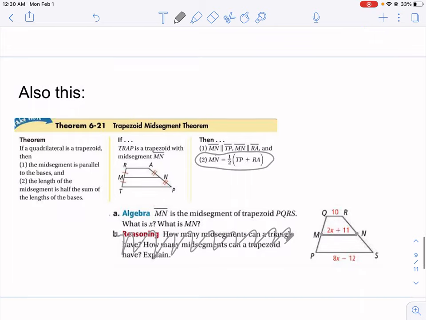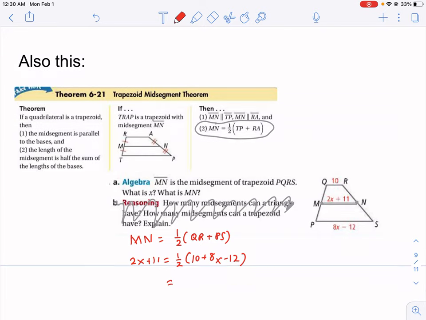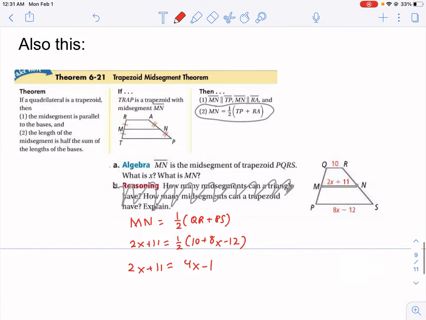An excellent example that we might have is this. Let's try and find the measure of x and the length of MN. So, MN, in this case, would be equal to 1/2 the sum of the lengths of QR and PS. And so we work this out. Let's see, that's negative 2, 4x minus 1. That looks good. So x equals 6.